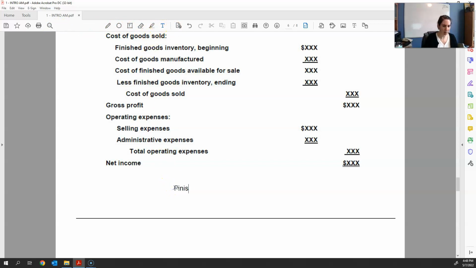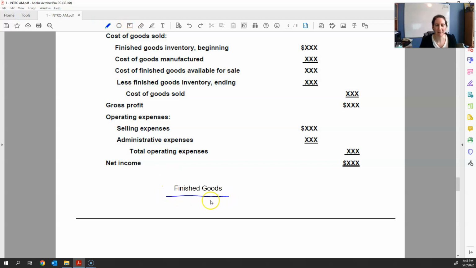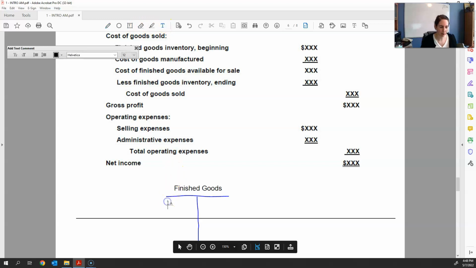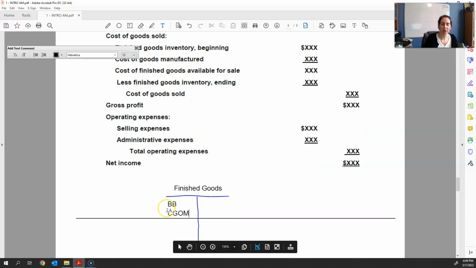So if you have a finished goods item here, a category of inventory, and I know my lines are not good, but they're not that bad usually though. Let's undo that. Let's try that again. There we go. Finished goods. The idea is you start off with a beginning balance in finished goods, plus the cost of goods manufactured. And these two together are the ones you have available for sale, right? Everything that's sitting on your shelves plus all the ones that you did during the course of the month. Those two together are what you have available for sale during the month.